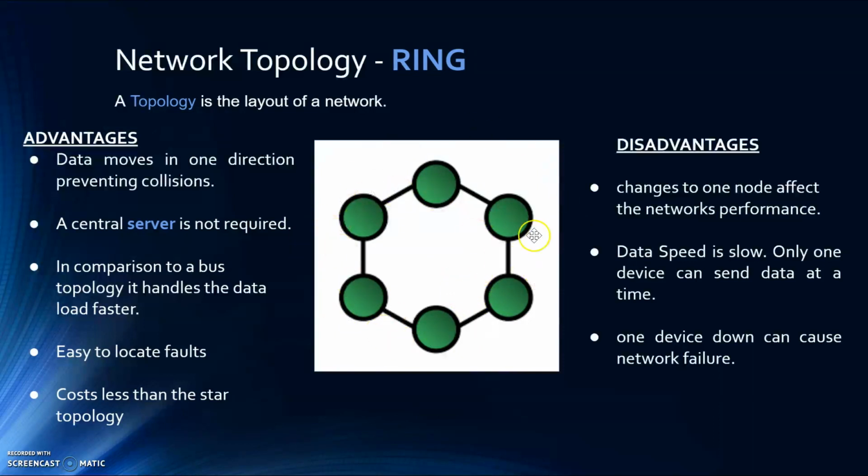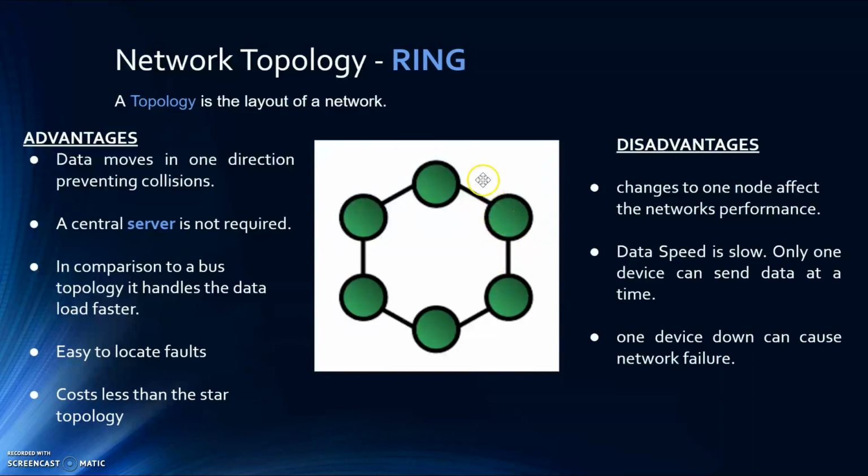The ring and bus topologies are quite dated now, so star is used more, but we'll go into that in a minute. So disadvantages, changes to one node affect the network's performance. So if we change anything on this device here, it can affect the whole performance, like a printer.